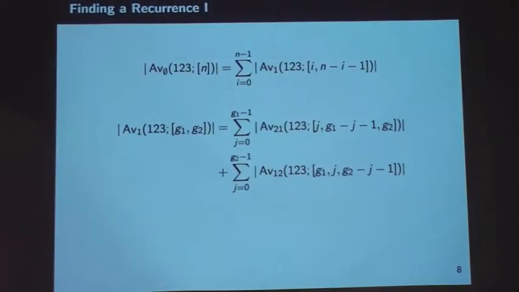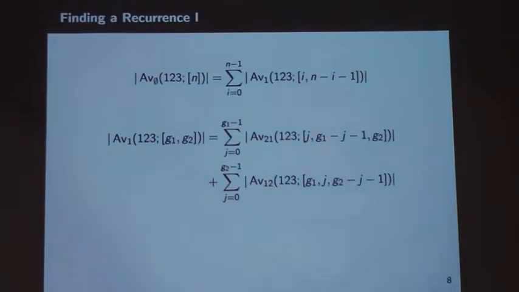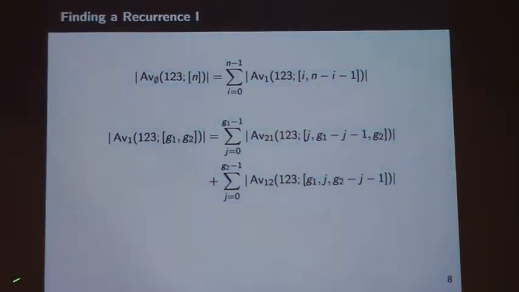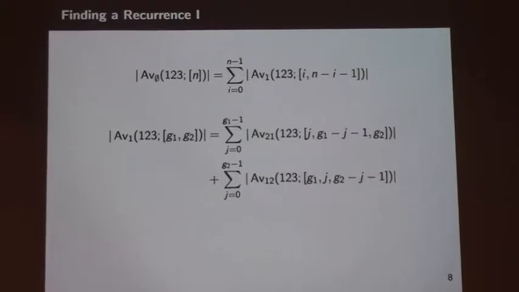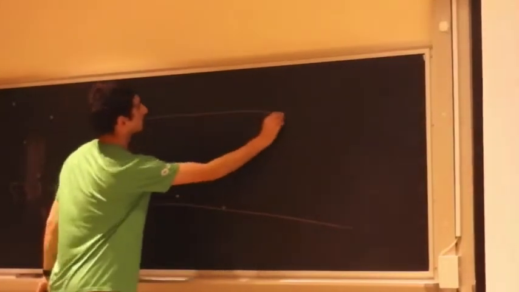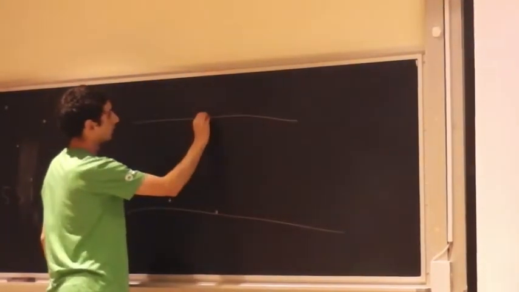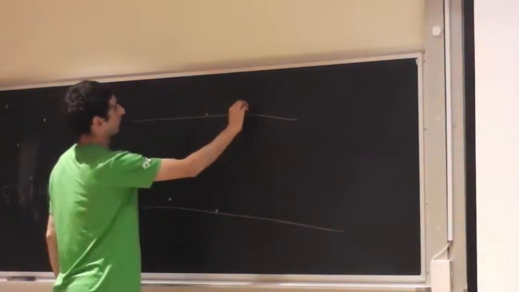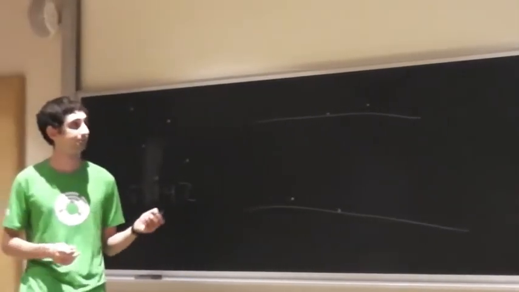Next, I'm going to do something that's not very interesting yet. I'm now going to separate my permutations based on where the 1 occurs and also where the 2 occurs. So this first sum corresponds to permutations where the 2 comes before the 1, so like that. And then the second one is going to correspond to permutations where the 2 comes after the 1, so like that. So nothing exciting has happened yet.